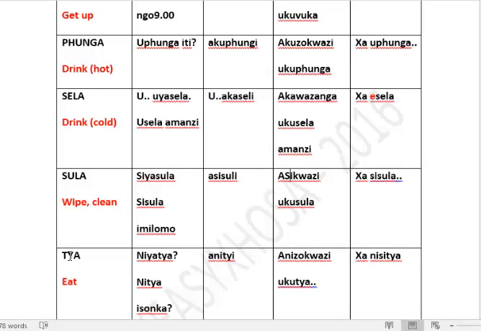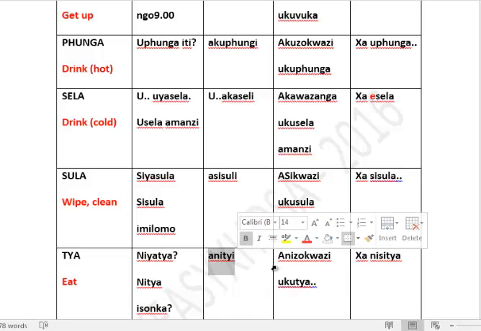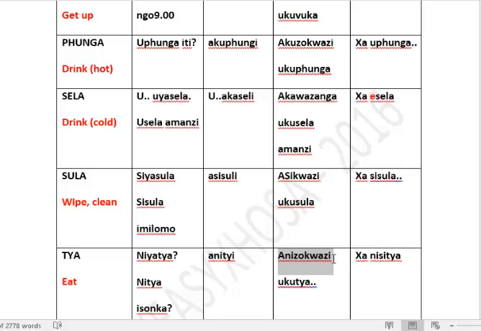Look now at tya. Niyatya, sentence ends, we have ya. Sentence continues, we take away the ya. Nitya isonka, are you eating bread? Aniki, are you not eating? Anizokwazi, you will not be able to. And xa ni si kya, there the si creeps in because of the fact that the kya is a verb once more with one syllable.